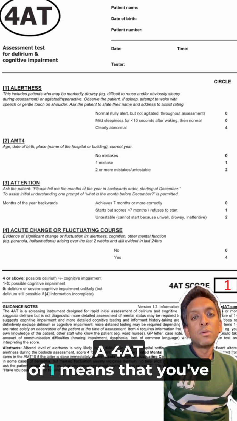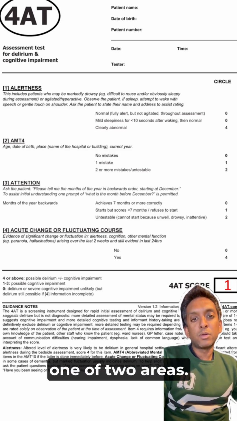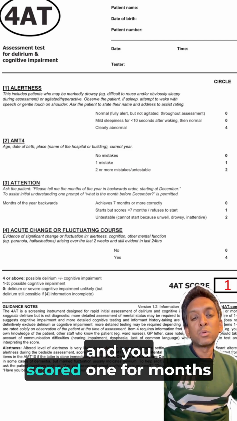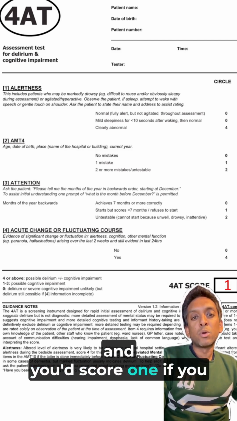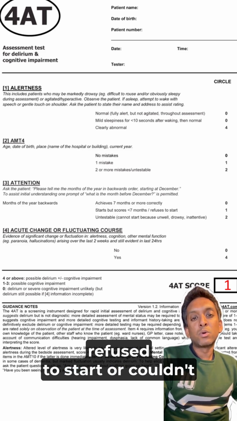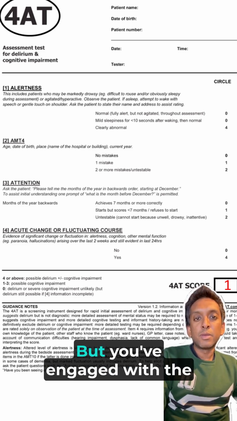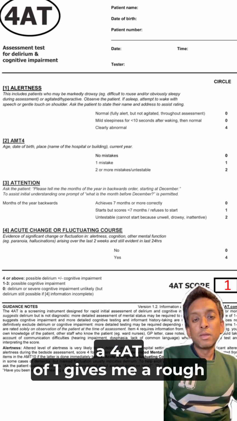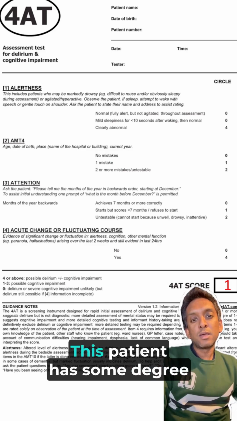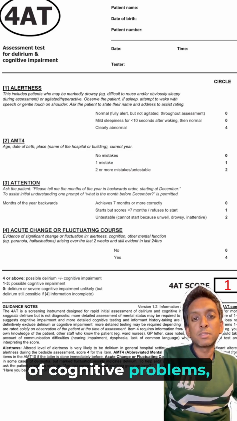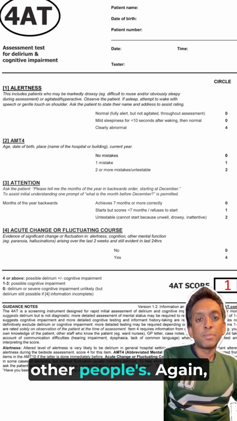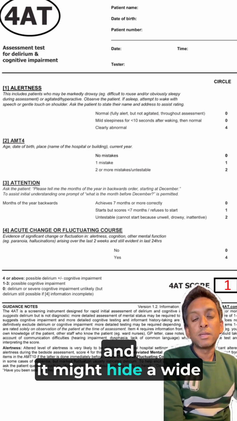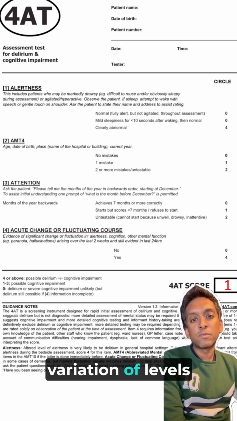A 4AT of 1 means that you've made one mistake, and you've made it in one of two areas. You've got one thing wrong from the AMT4, or you've got everything right from the AMT4, and you scored 1 for months of the year backwards. And you'd score 1 if you refused to start or couldn't get 7 months correctly, but you've engaged with the question. You're not obviously inattentive. So again, a 4AT of 1 gives me a rough idea of someone's cognition. This patient has some degree of cognitive problems, but it's mild compared to some other people's. Again, there's a variability, and it might hide a wide variation of levels of cognition.